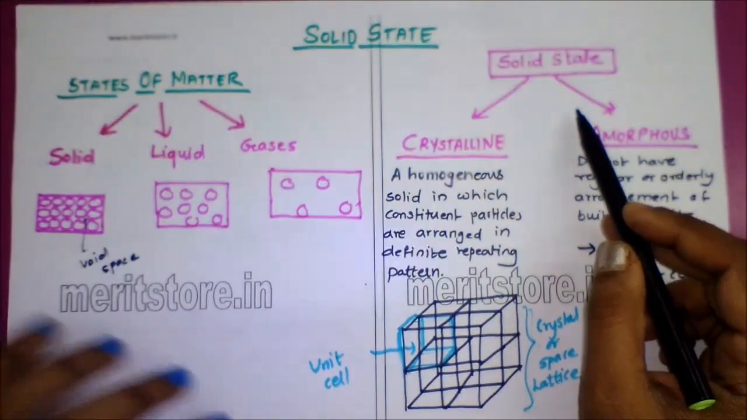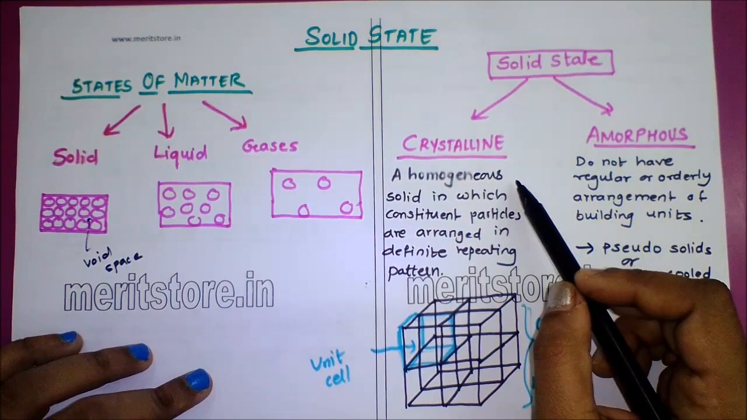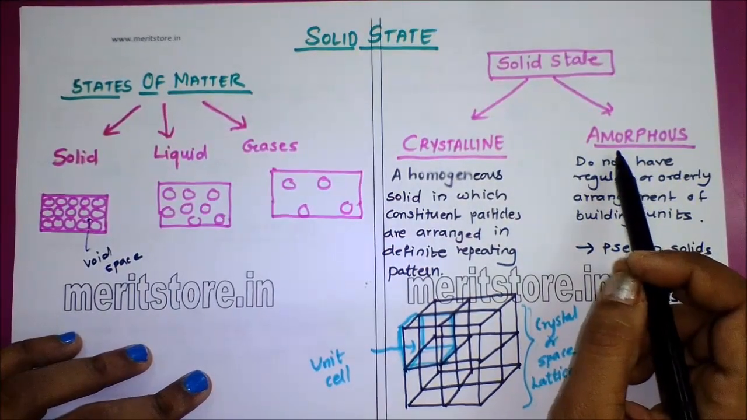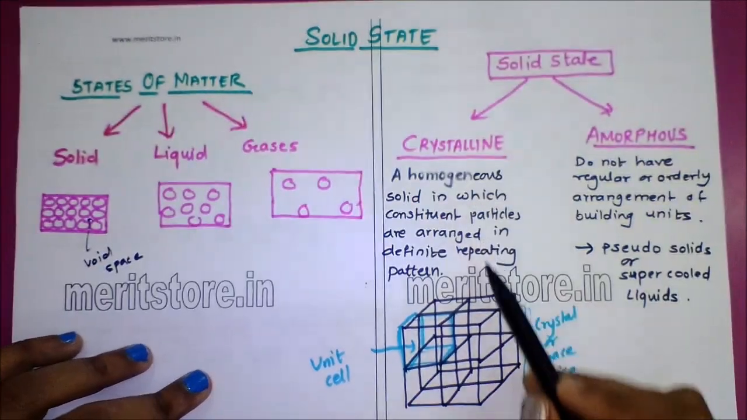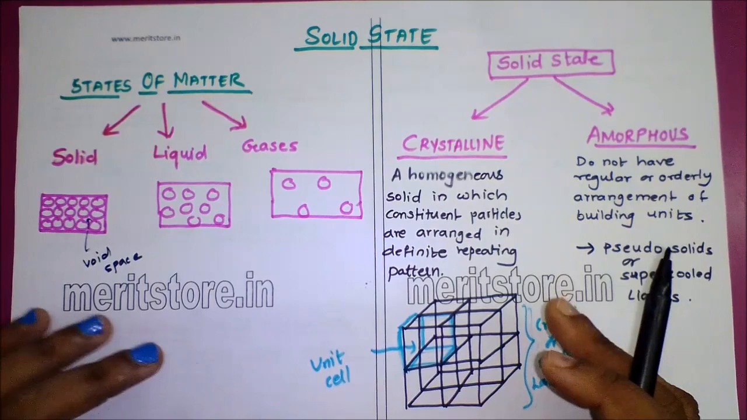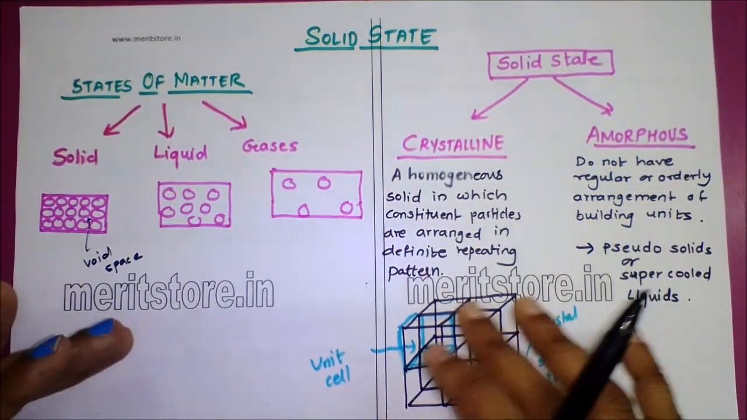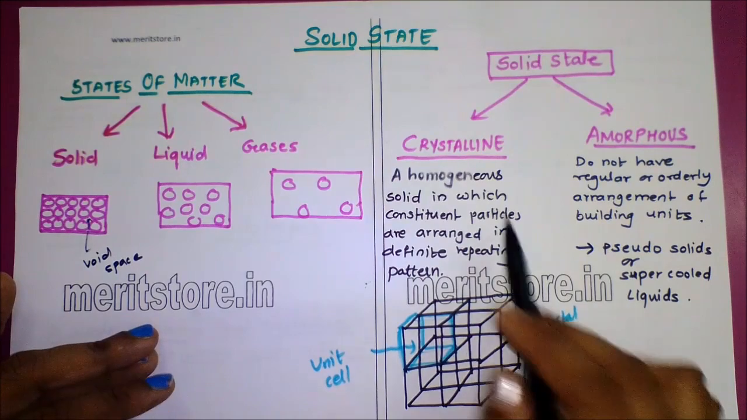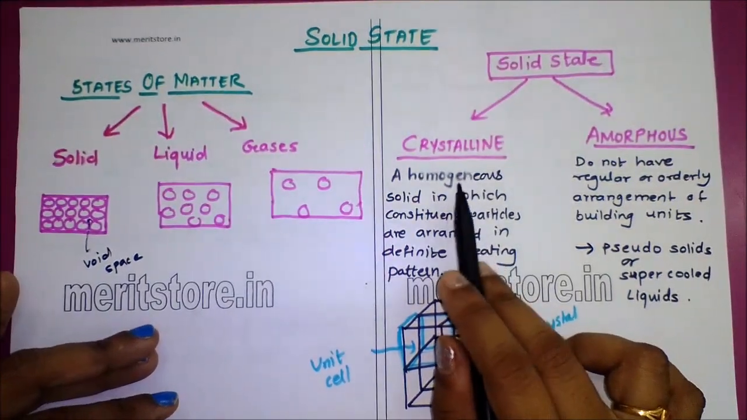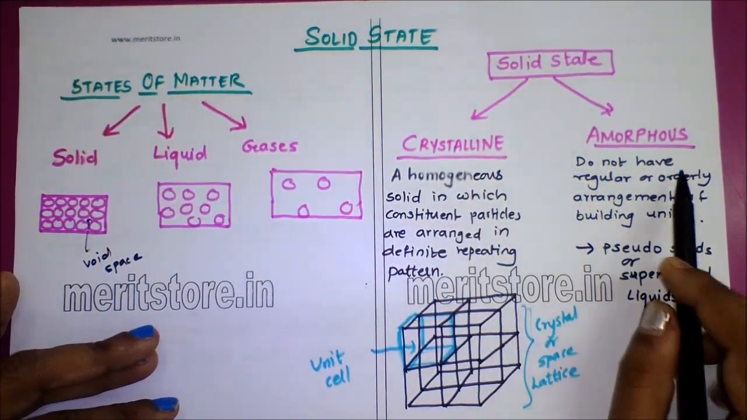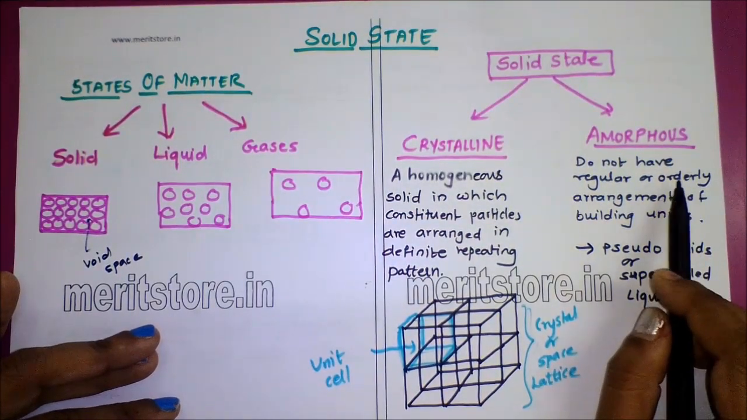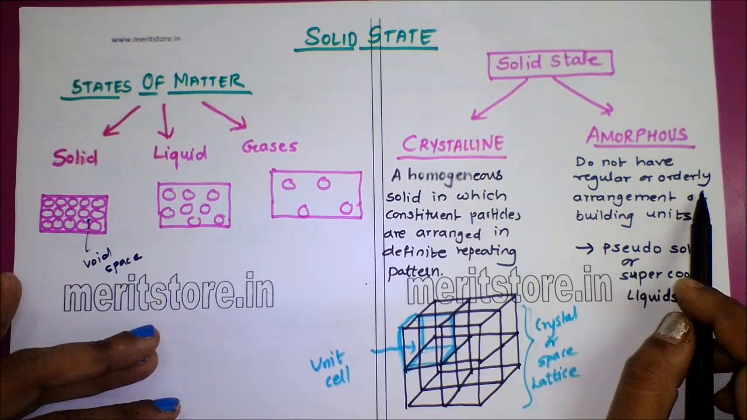The solid state can be classified into two types depending on the arrangement of the particles. They are classified into two types, that's crystalline and amorphous. A crystalline solid is a homogeneous solid in which the constituent particles are arranged in a definite repeating pattern. So you'll find a regularity in the structure in case of the crystalline solid. But this regularity will be absent in case of the amorphous. They don't have a regular orderly arrangement of the building units.